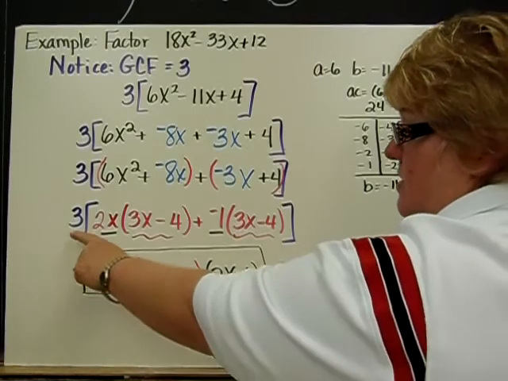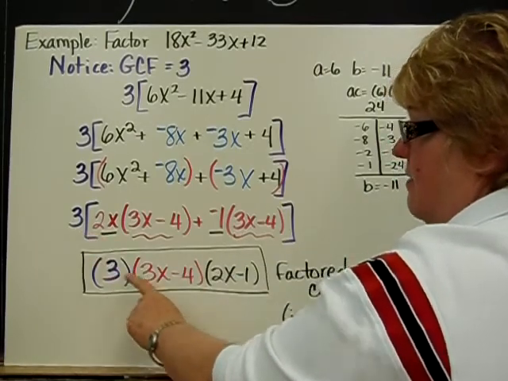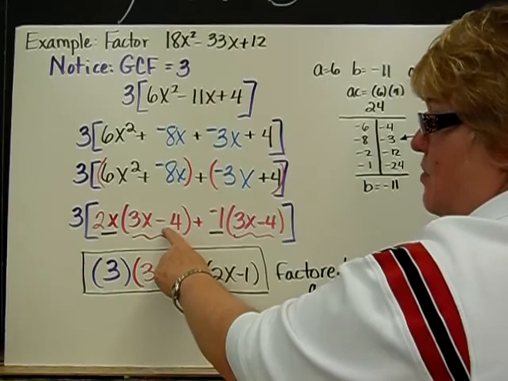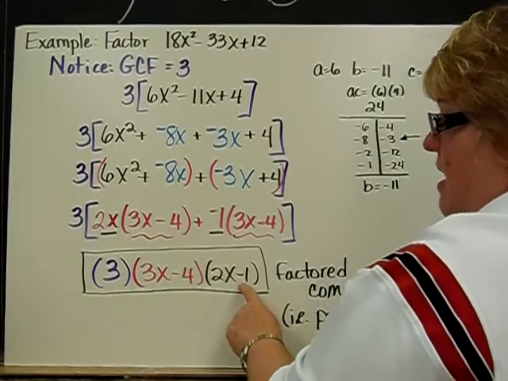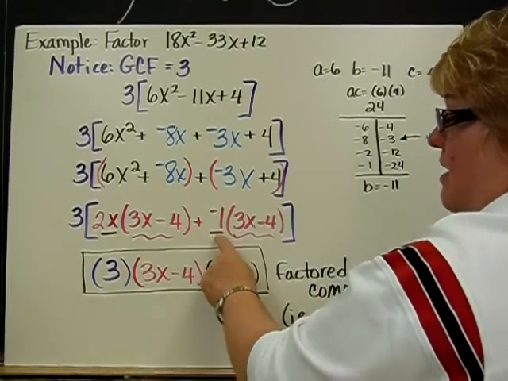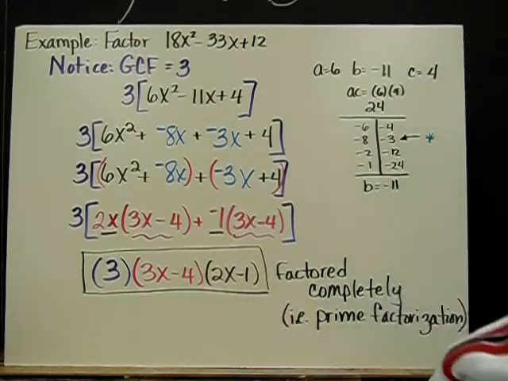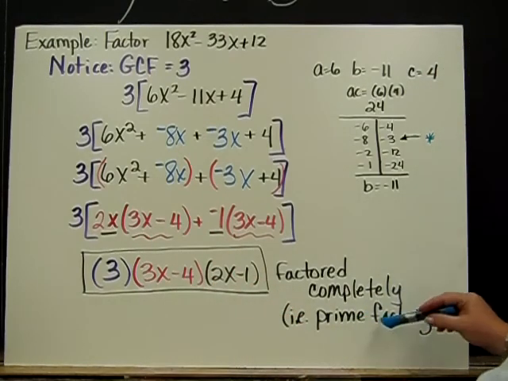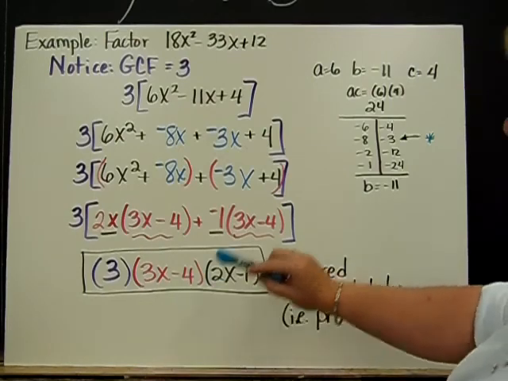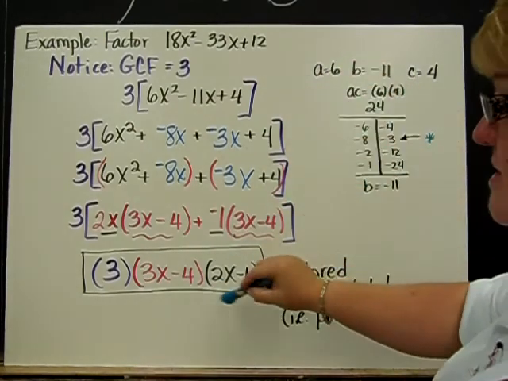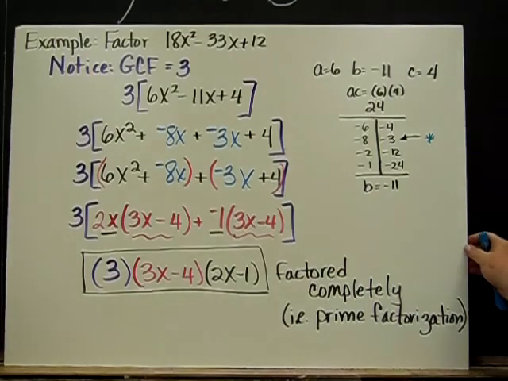So the final answer is the 3 that we've been bringing down, the 3x minus 4 that was in our parentheses that we factored out, and the 2x minus 1 that we had after we factored this out. And this is completely factored. This is the prime factorization for this polynomial because it cannot be factored any further than that.